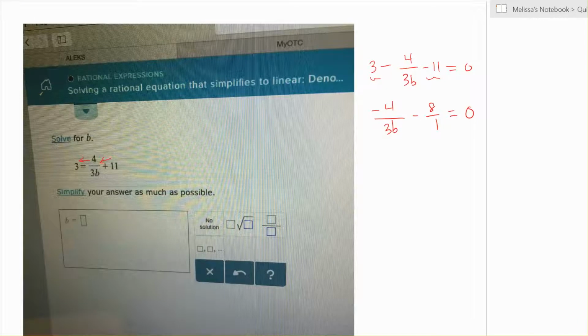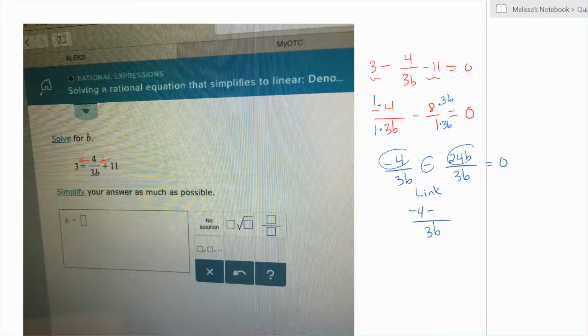And the first denominator has a 3b, the second denominator has the 1. So I'm multiplying by 1 on the first fraction and multiplying by a 3b on the second fraction. So this simplifies to negative 4 over 3b minus 24b over 3b equals 0. Now you can link it together because you have a common denominator. So I have over 3b, and from left to right I have negative 4 minus 24b, and that equals 0.